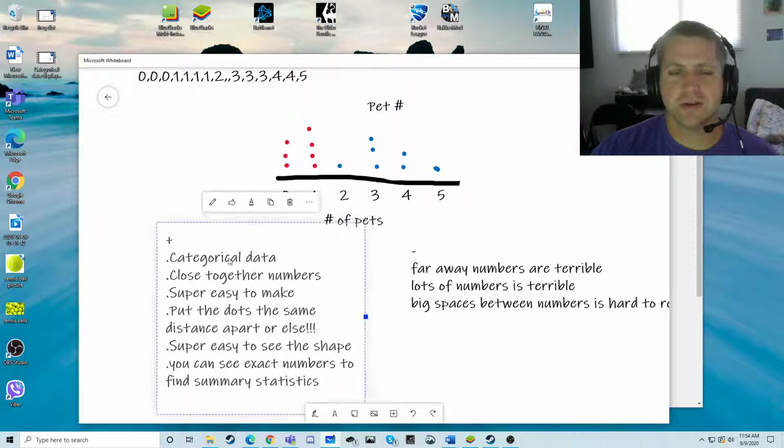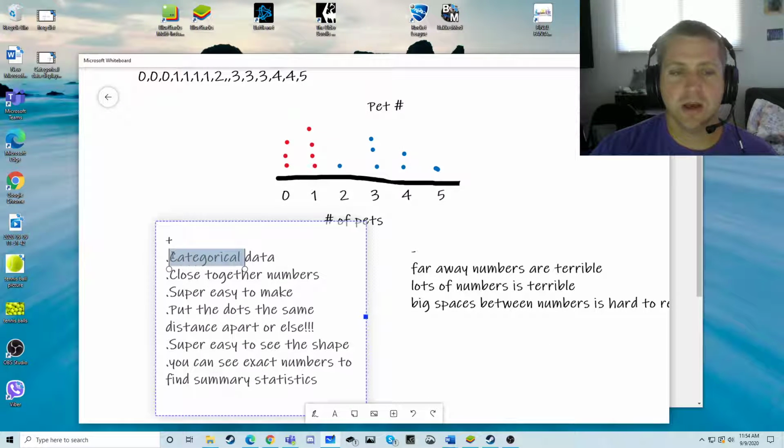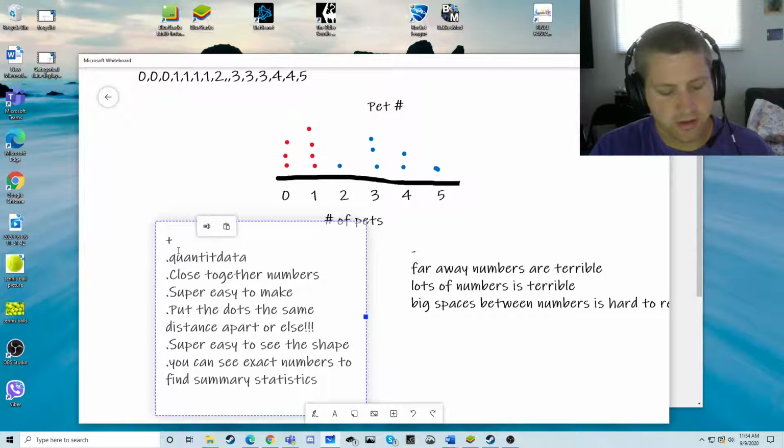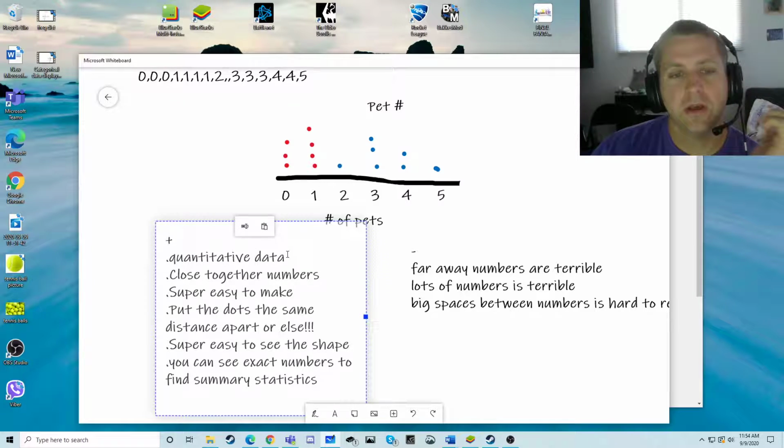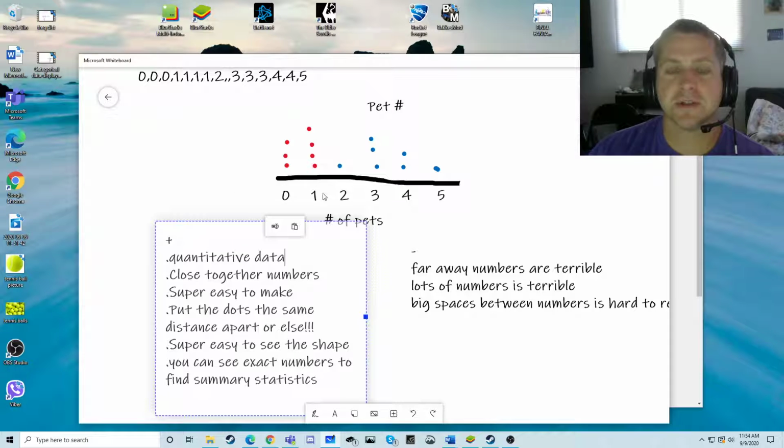I don't know why I said categorical data. I meant to say quantitative data. It only works for quantitative data. Amounts. You have an amount of pets at home. This is how many people had 0 pets. This is how many people had that amount of pets. So yeah, there's 2 numbers involved, but one of them's an amount of pets, and the other is how many people had that many. Close together numbers, it works really well for.